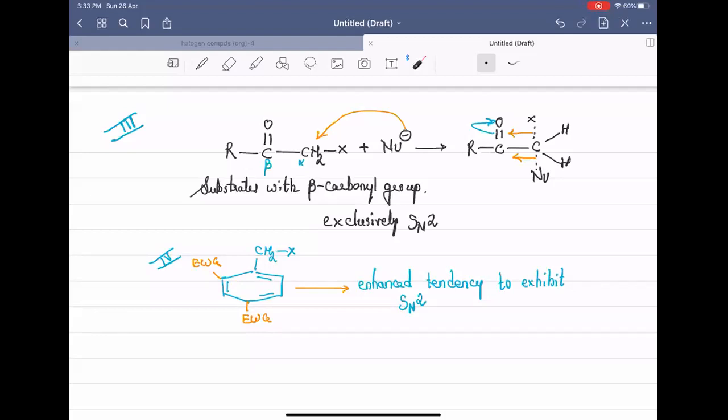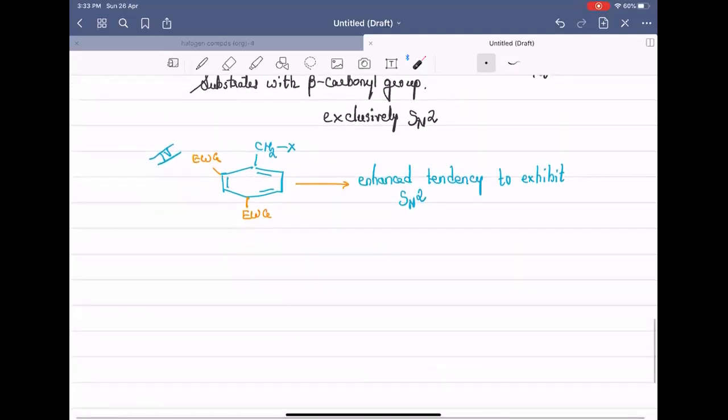On the other hand, if I put electron donating groups here on the ring, they would push electron density onto this carbon, making the transition state even more unstable. So electron donating groups decrease the tendency of SN2 reaction, and electron withdrawing groups increase the tendency of SN2 reaction. I hope you have understood this.